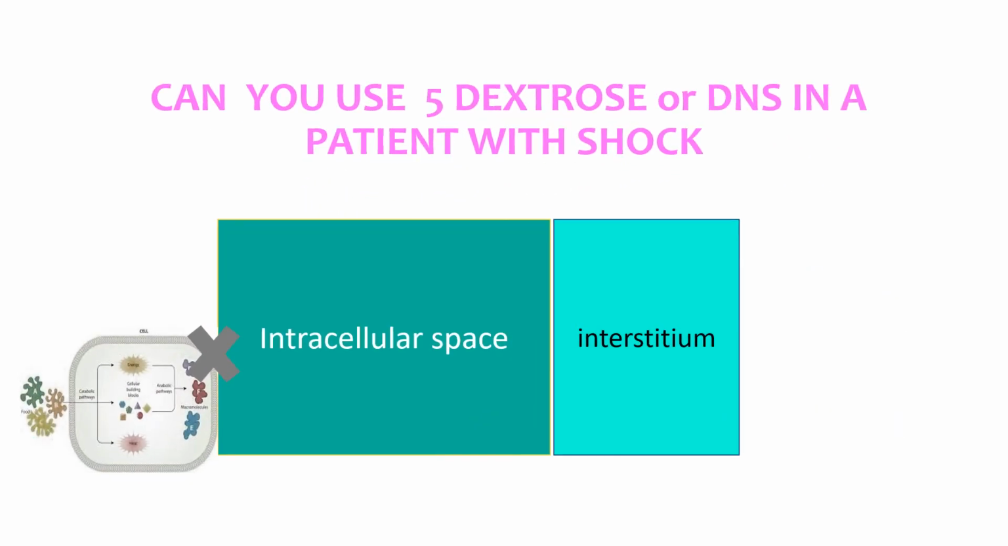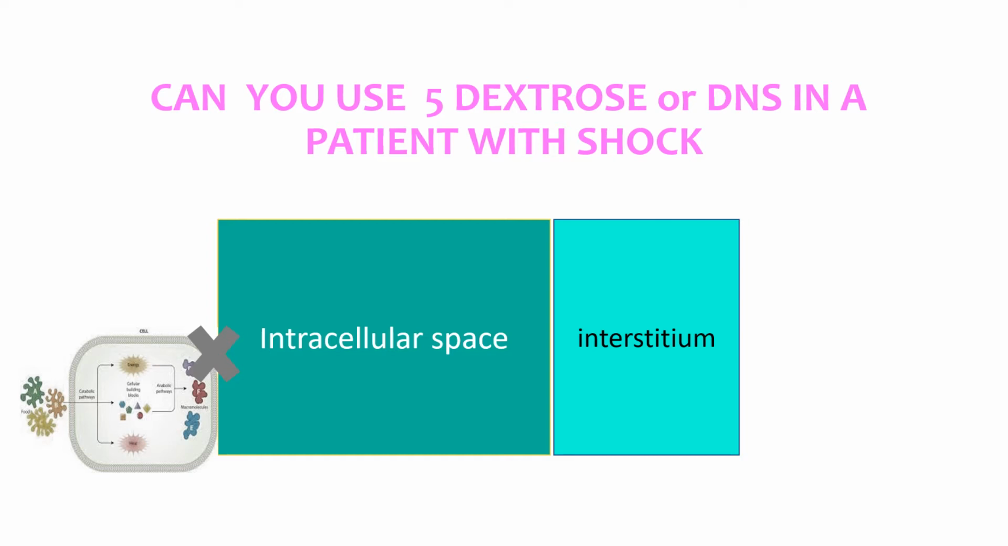Now, can you use 5% dextrose or DNS in a patient with shock? Now the problem here is that 5% dextrose is not a good fit for resuscitation, like I told you, because only 100 ml remains within the circulation.